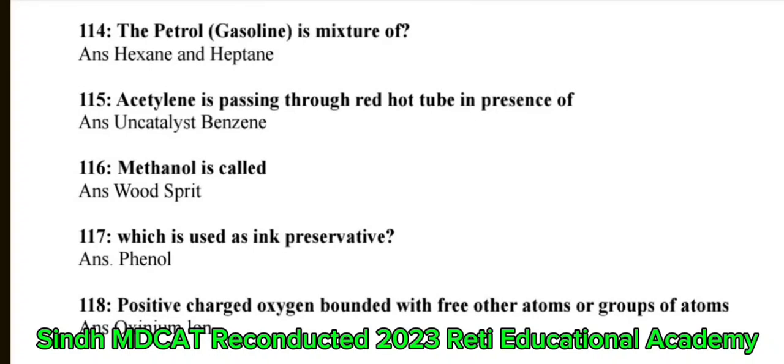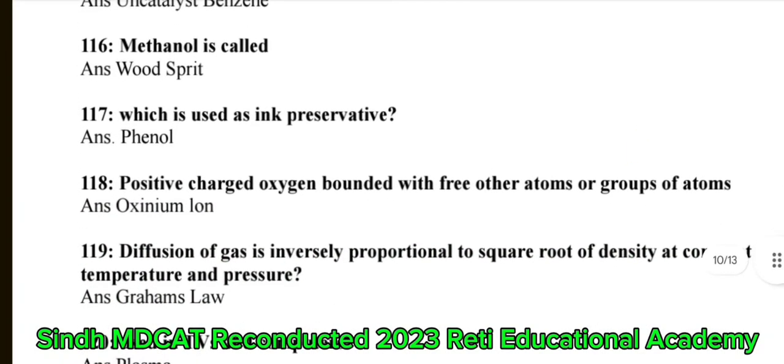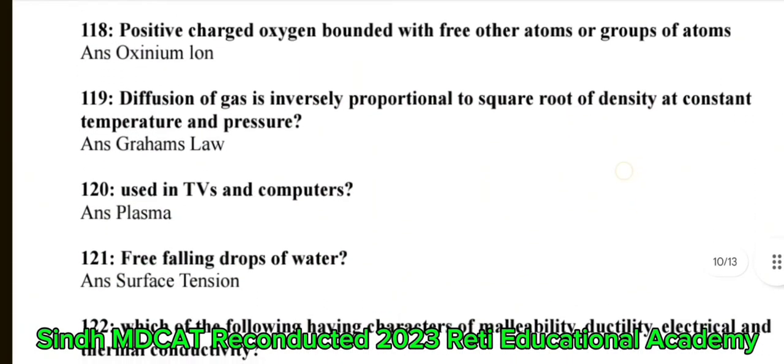116. Methanol is called disparate. 117. Which is used as an ink preservative, and the correct answer is phenol. Question 118. Positive charged oxygen bonded with three other atoms or groups of atoms, and the correct answer is oxonium ion. Question number 119. Diffusion of gas is inversely proportional to the square root of density at constant temperature and pressure, and the correct answer is Graham's law.